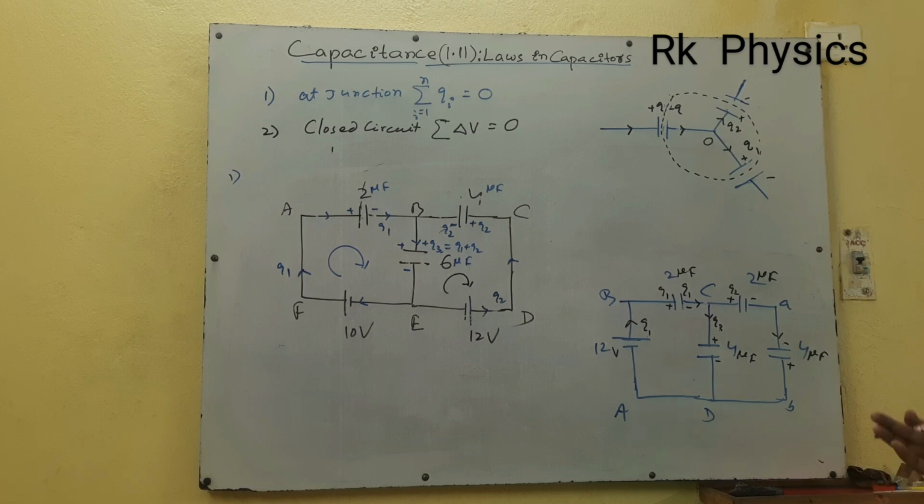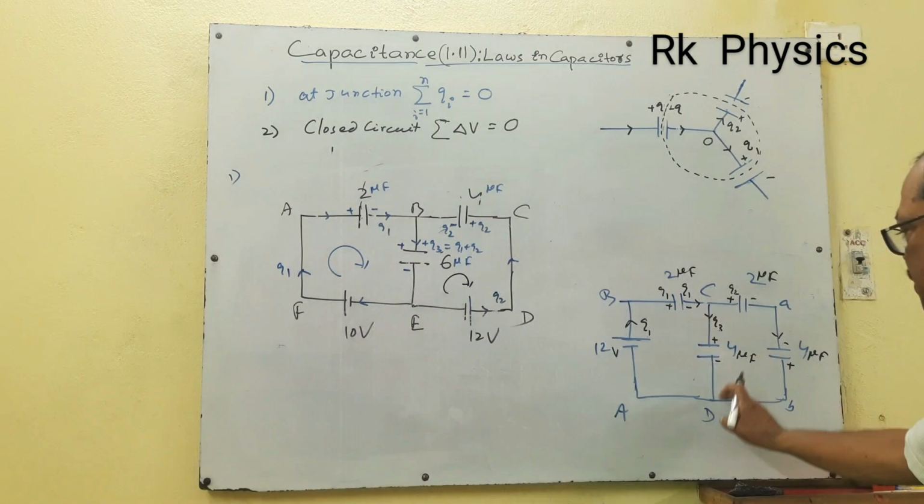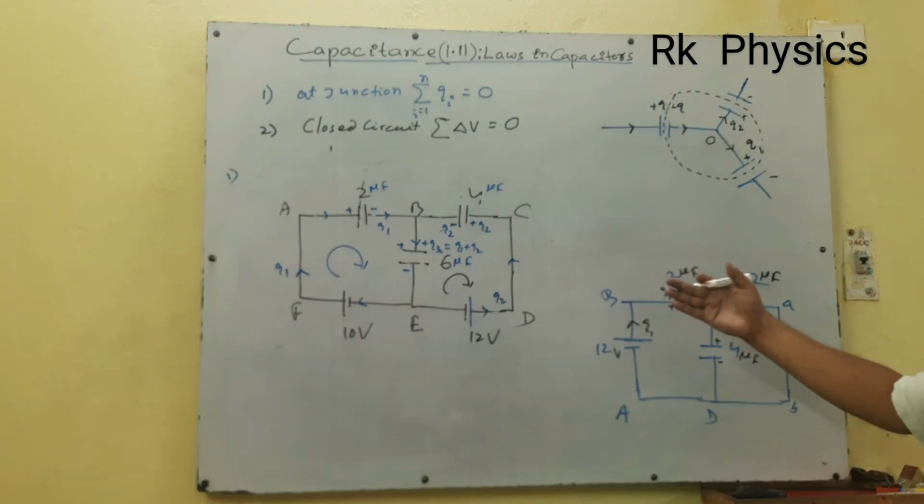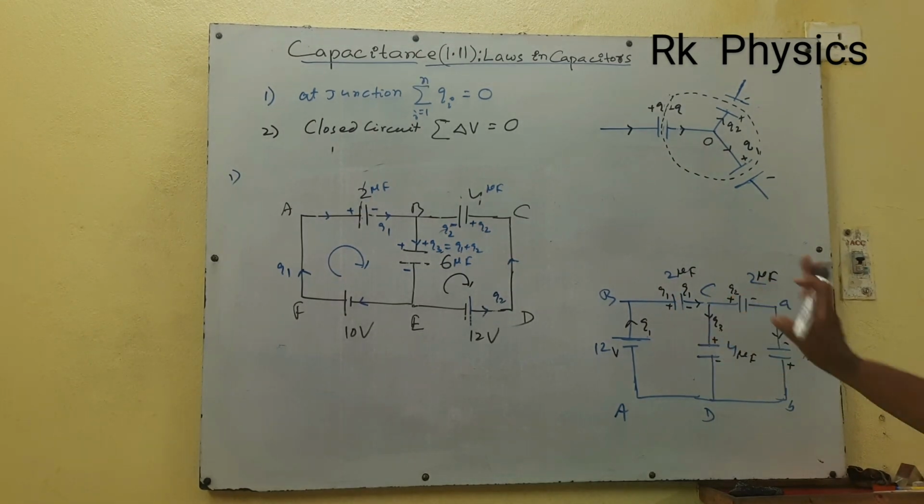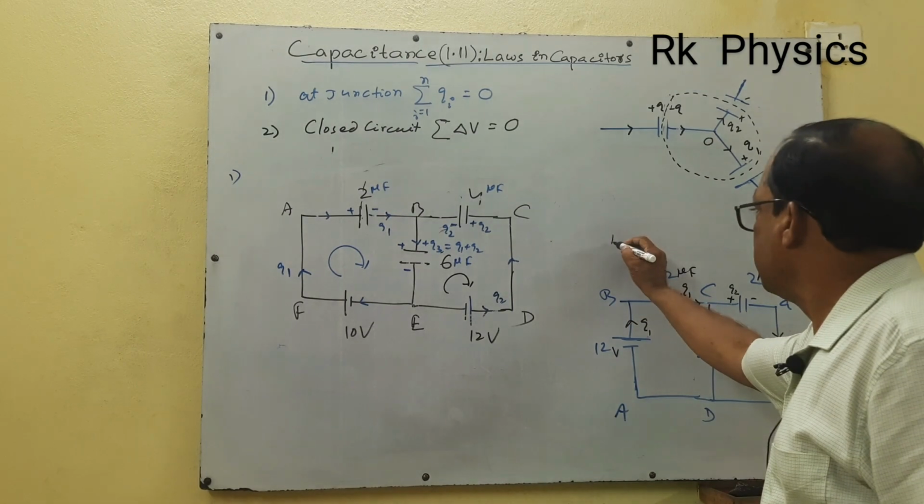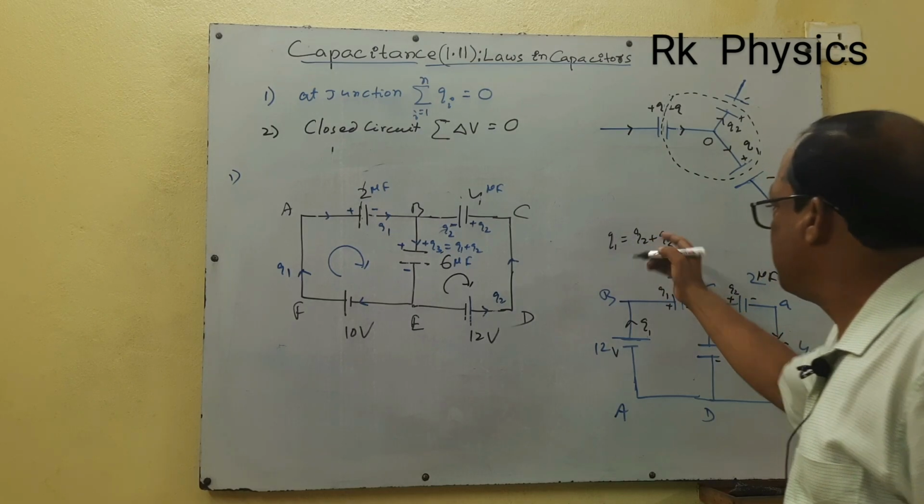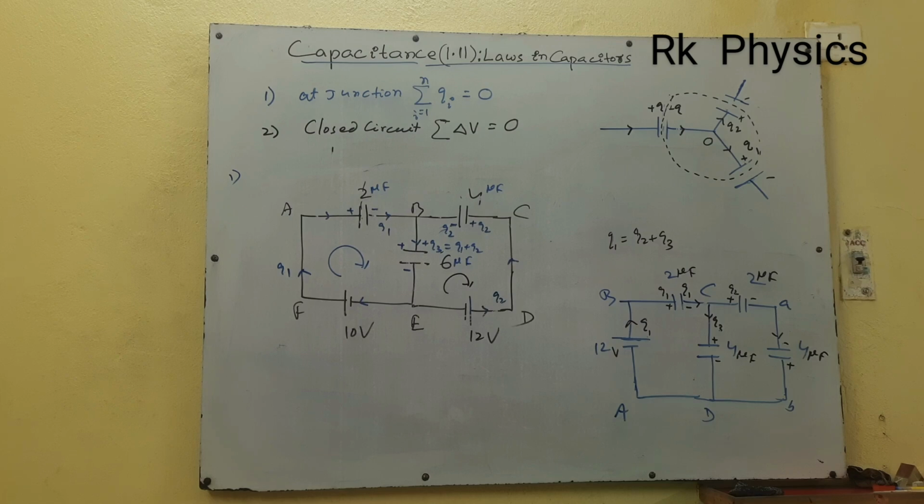Similarly, you take one circuit A, B, C, D, A, another is C, A, B, D, C. Use either clockwise or anti-clockwise assumptions, write any equations, then you get the values. Here you write Q1 equal to Q2 plus Q3. So practically there are two unknowns, Q2 and Q3, therefore you take two loops. Wherever Q1 comes, you put Q2 plus Q3, then solve it.